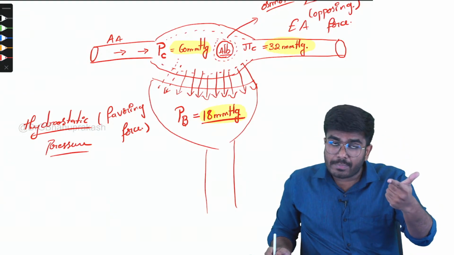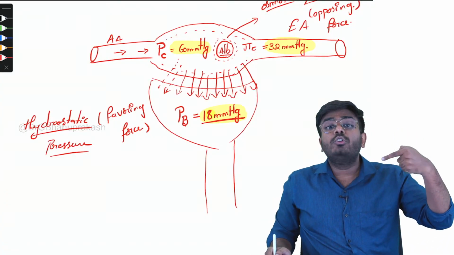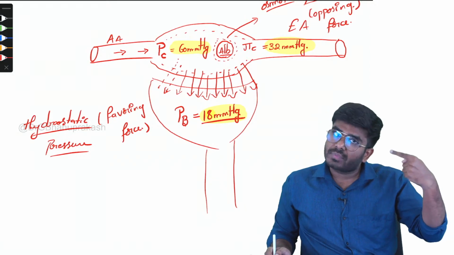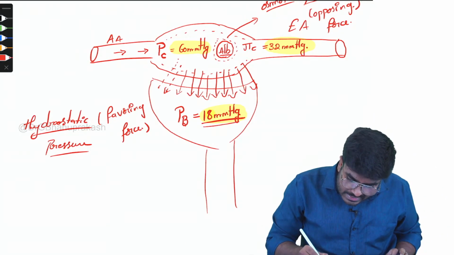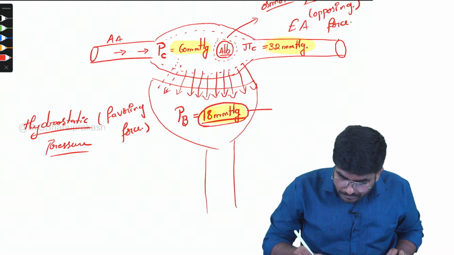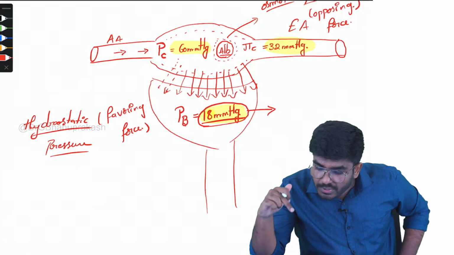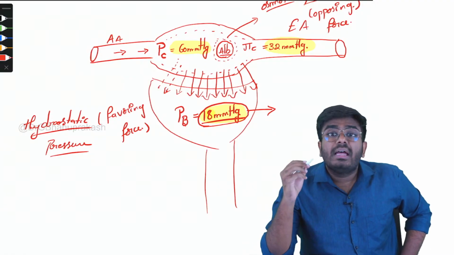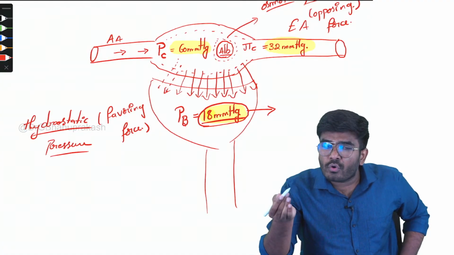Now, important point, I have just discussed with you three important pressures: hydrostatic pressure in the Bowman's capsule, hydrostatic pressure in the capillary, and osmotic pressure in the capillaries. Now, question: this 18 mmHg, the hydrostatic pressure in the Bowman's capsule, is it a favoring force or an opposing force?